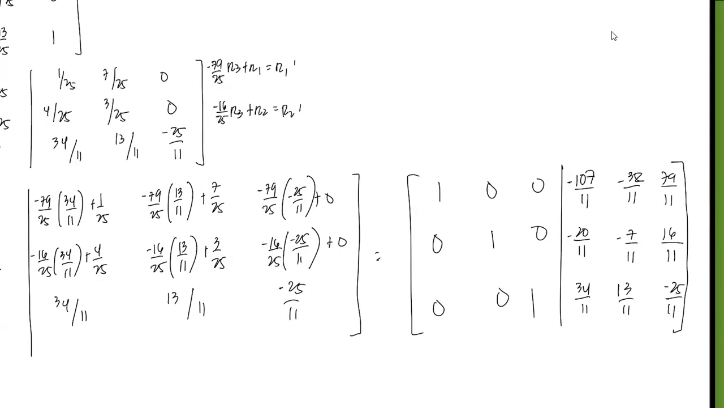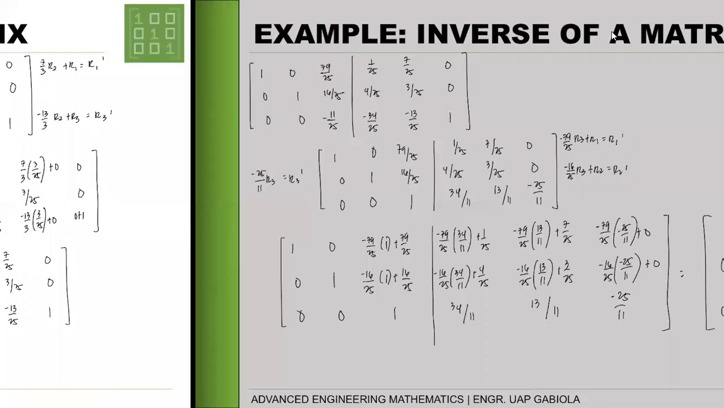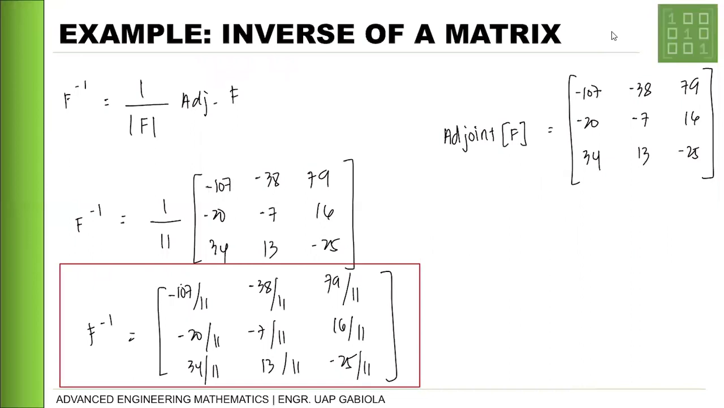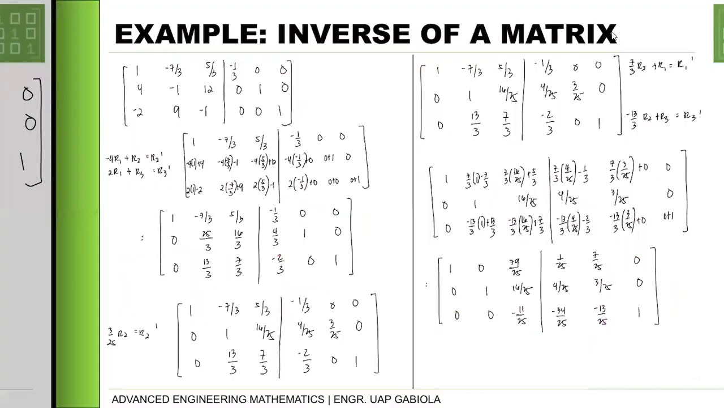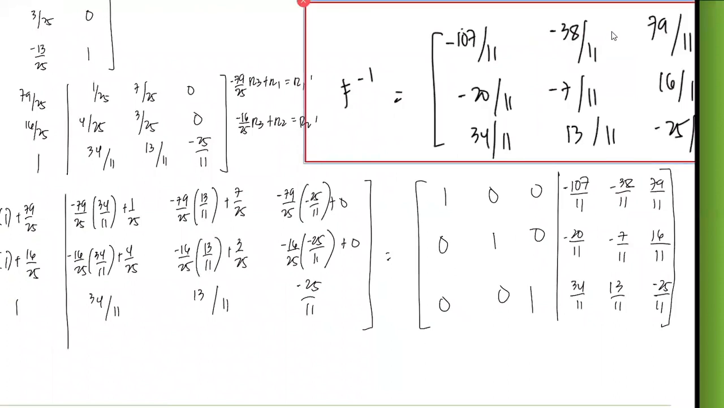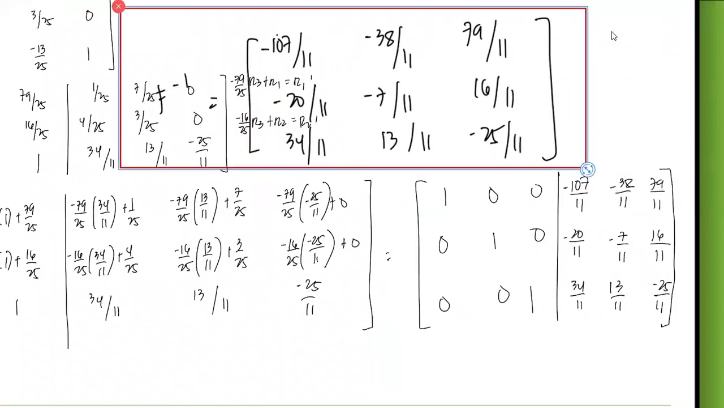Okay? So, let's check if it's the same ng first method natin. Okay? So, let me copy lang. Ayan. So, ito yung answer natin. Ito yung answer natin. Okay. Check natin kung the same. No? Okay. So, ito yung answer natin do sa previous method.